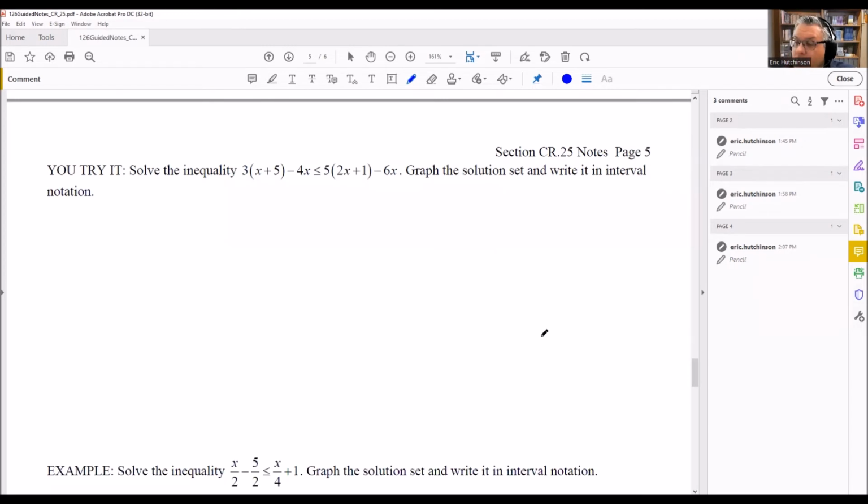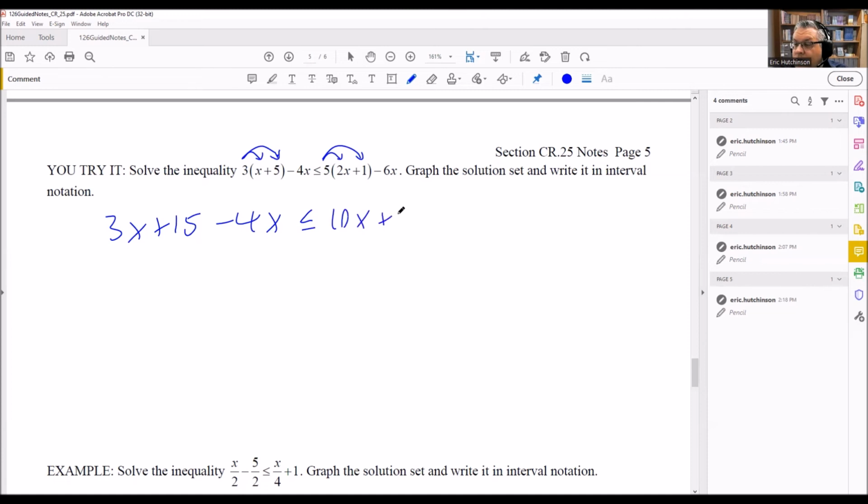Okay, we'll do one more of these here. So for this, we're going to do 3 times the x. And then we're also going to do 3 times the 5. Then we're going to do 5 times the 2x, 5 times the 1. So we're going to get 3x plus 15 minus 4x less than or equal to 5 times 2 is 10x plus 5. And don't forget about the minus 6 that we have on the end there.